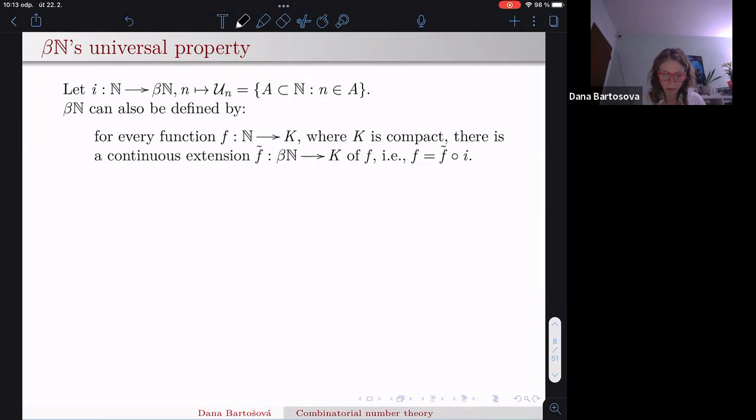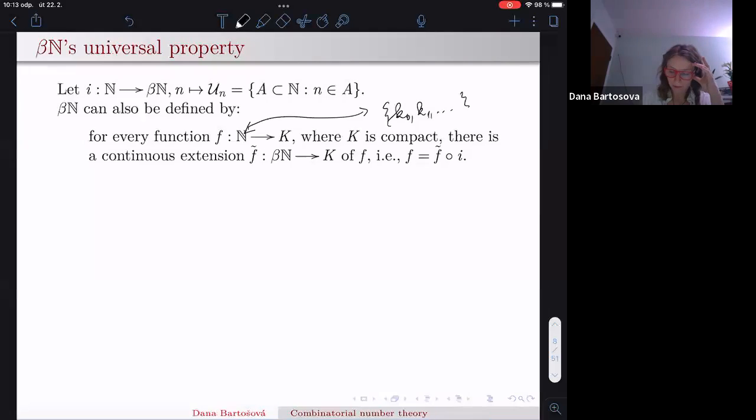So this is in general the definition of Stone-Čech compactification, even for topological spaces. Here, because we start with something that has discrete topology, we just talk about functions. So start with a function from natural numbers into K. You can always just think about it as a sequence that is indexed by natural numbers. These are the images, right, of natural numbers. And if I have any such sequence in a compact space, then this gives me a continuous extension from the space of ultrafilters to K.